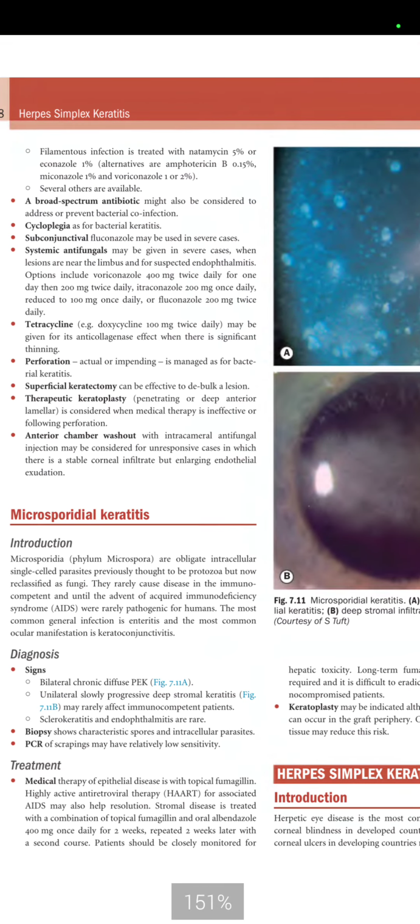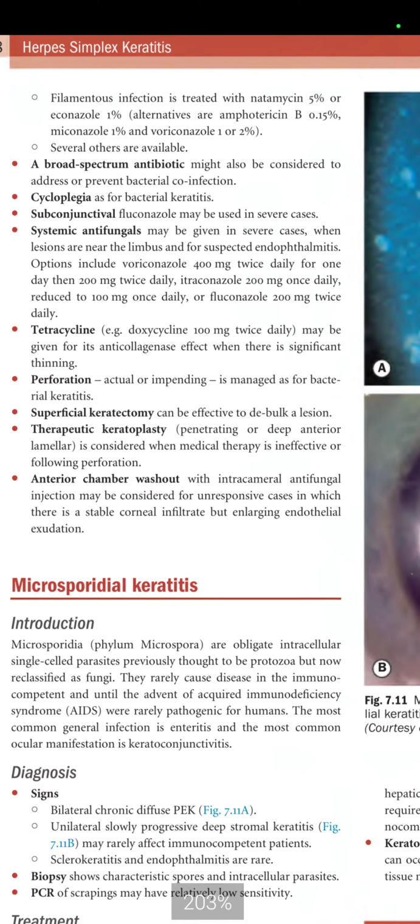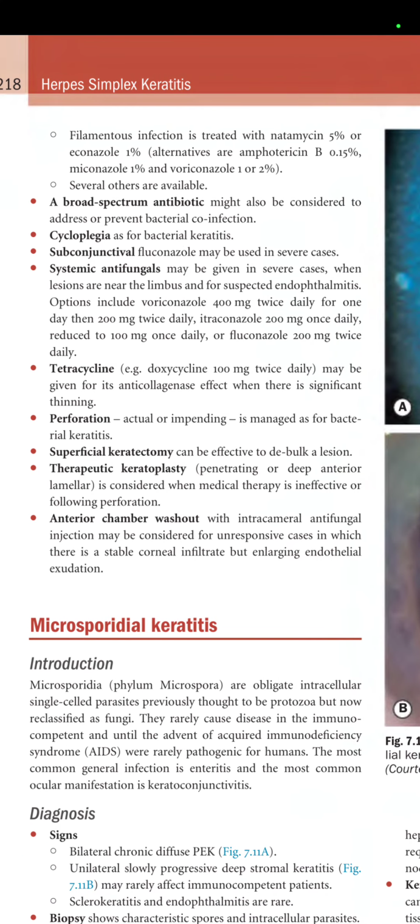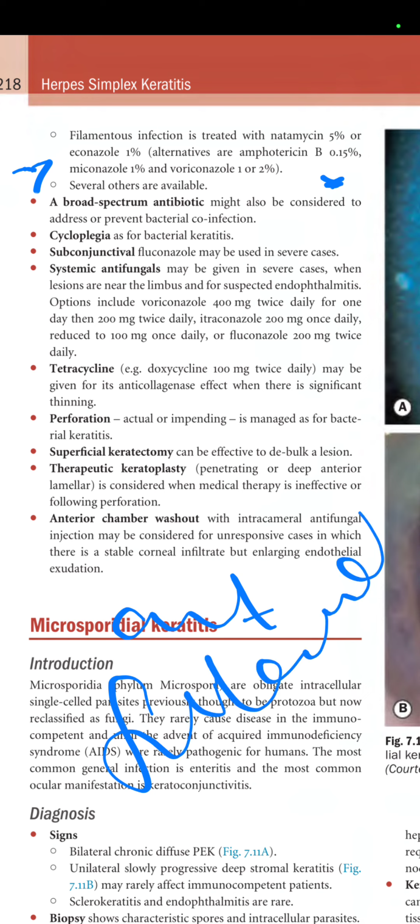Next, filamentous infection is treated with natamycin 5% or econazole 1%. Alternatives are amphotericin B 0.15%, miconazole 1%, or voriconazole 1 to 2%. Basically, we can use any kind of antifungal, but in case of filamentous infection, natamycin is the choice, and in case of candida, amphotericin B is the choice.